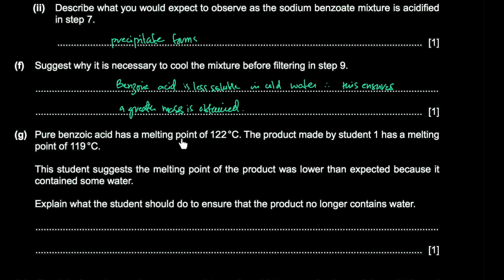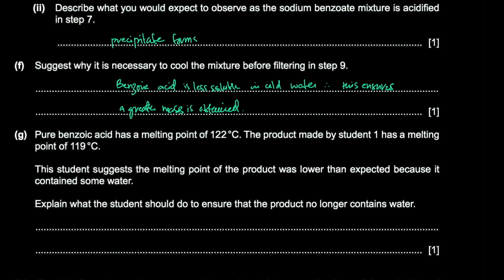Pure benzoic acid has a melting point of 122 degrees Celsius. The product made by student 1 has a melting point of 119 degrees Celsius. The student suggests the melting point of the product was lower than expected because it contained some water. Explain what the student should do to ensure that the product no longer contains water.